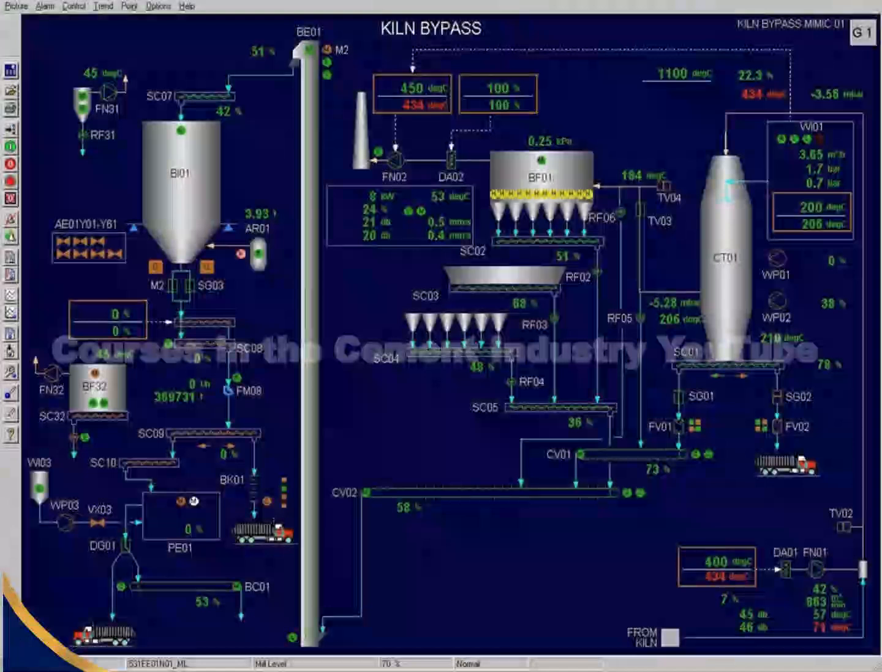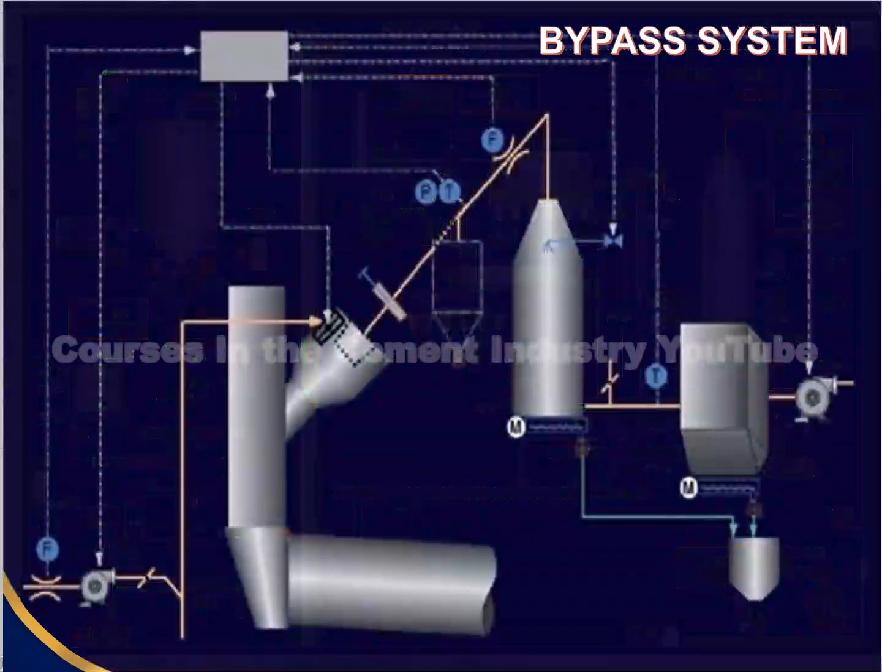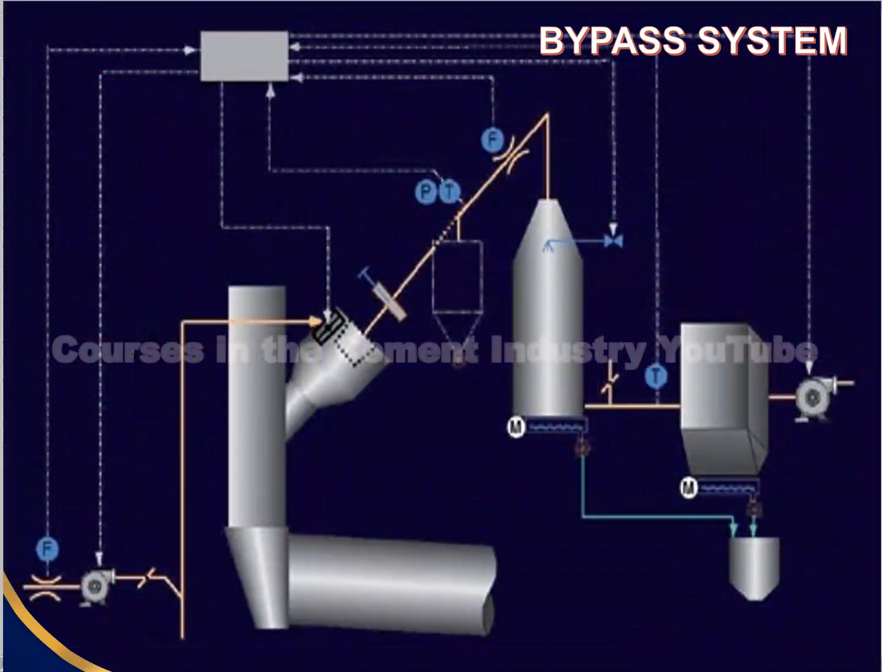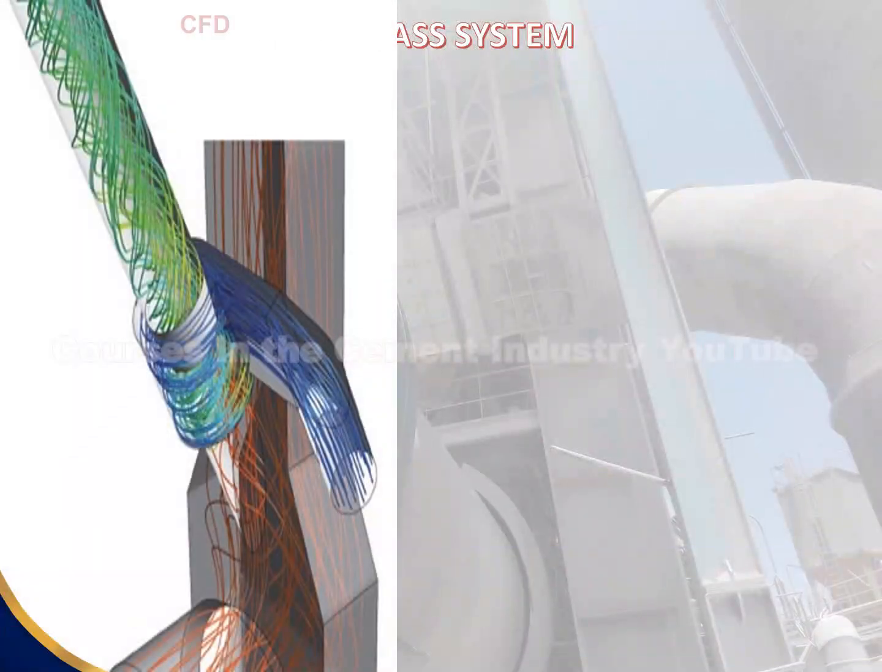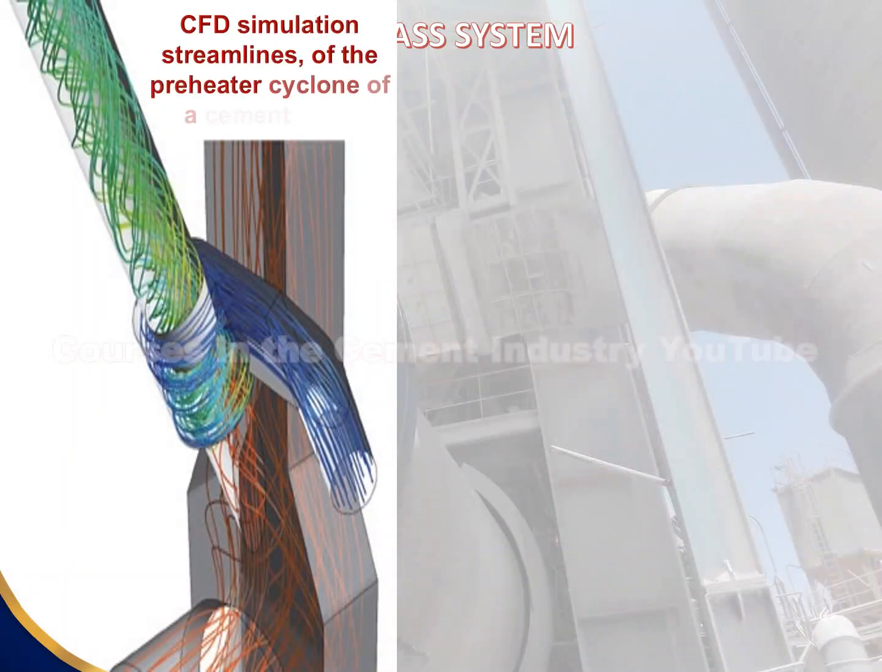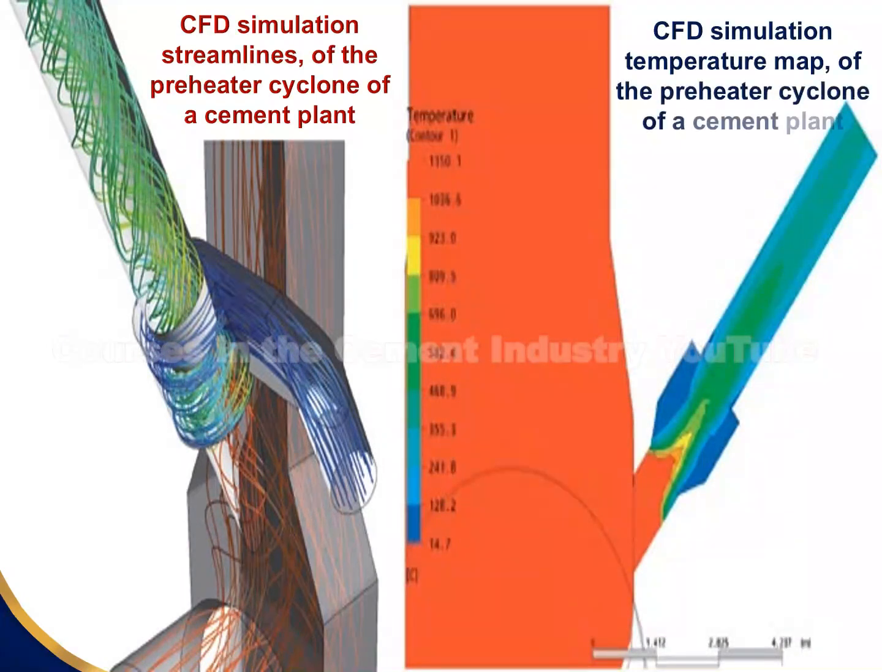Figure shows mimics of a bypass system in the cement industry. Figure shows CFD simulation streamlines of the preheater cyclone of a cement plant. Figure shows CFD simulation temperature map of the preheater cyclone of a cement plant.